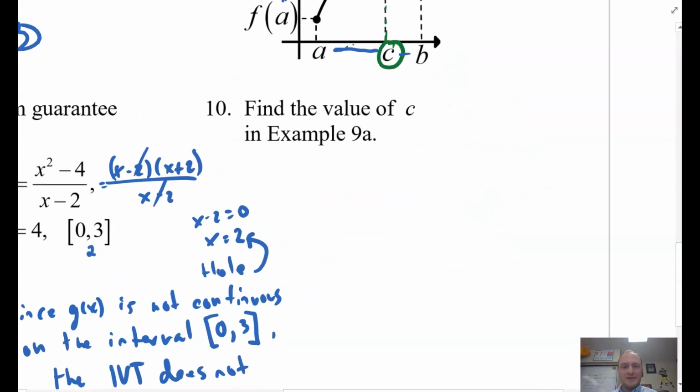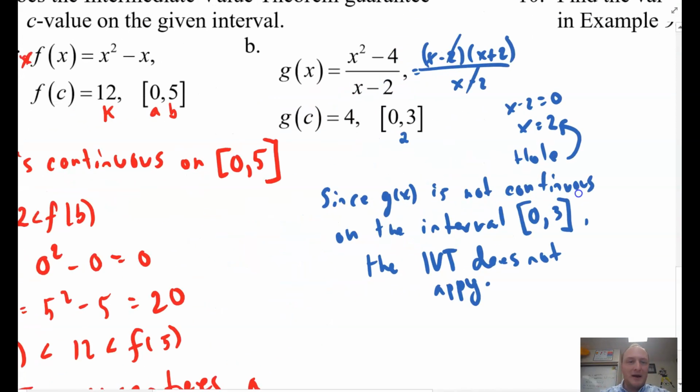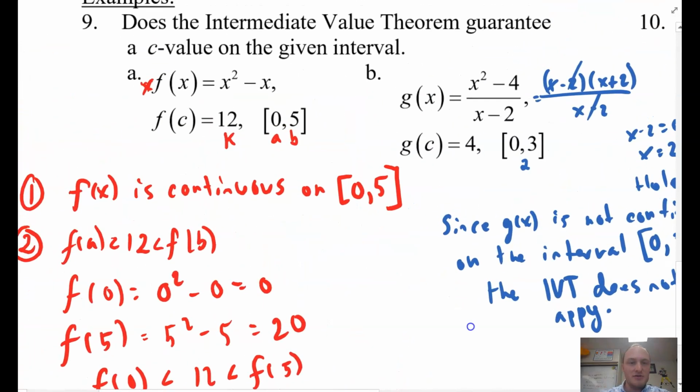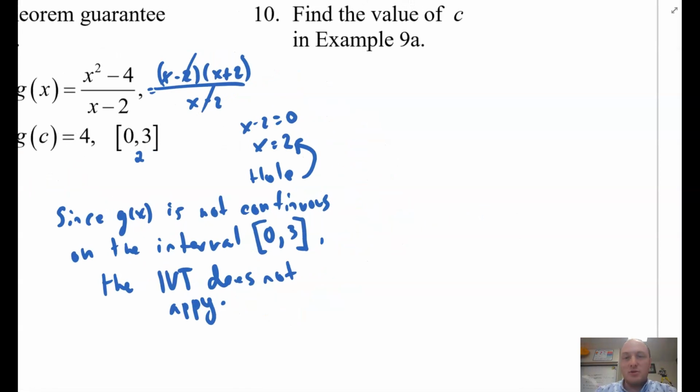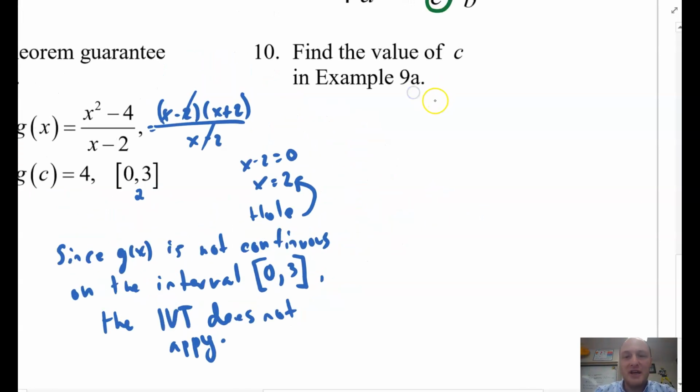Okay, so let's look at question number 10. It says, find the c value in example 9a. So I want to go back over here. Here's our function in 9a, and we were told that f of c is equal to 12. So what we want to do is solve for c. When I plug in c, we get c squared minus c, and remember that f of c is equal to 12.